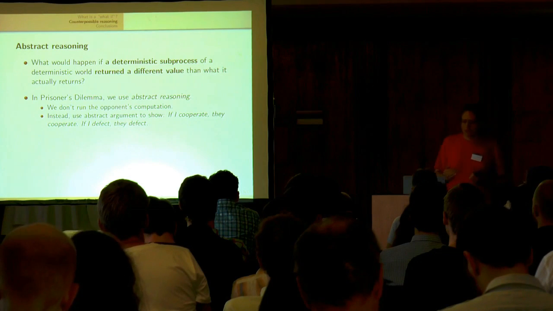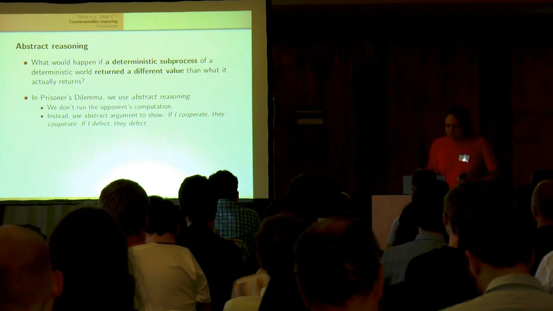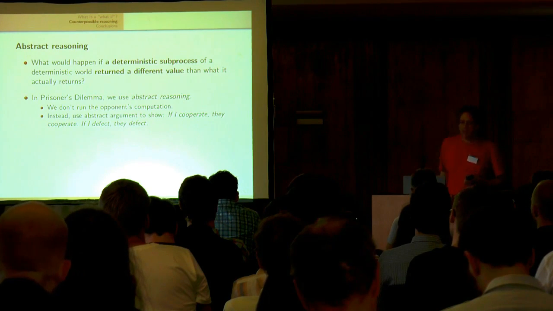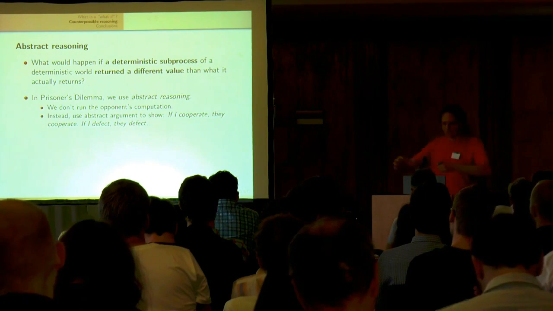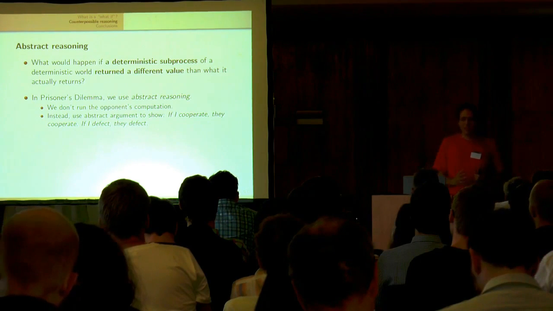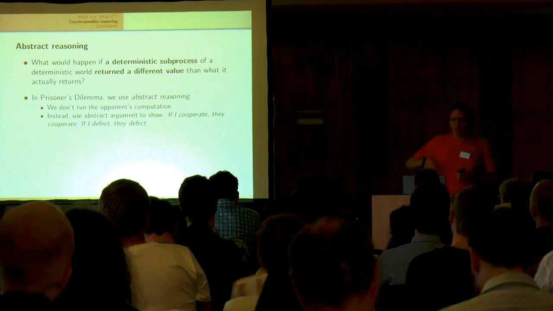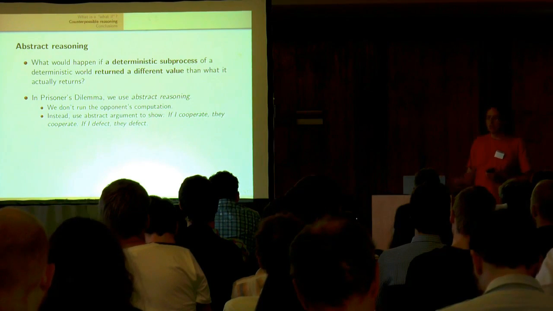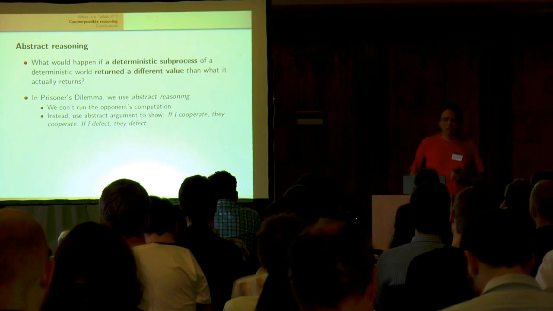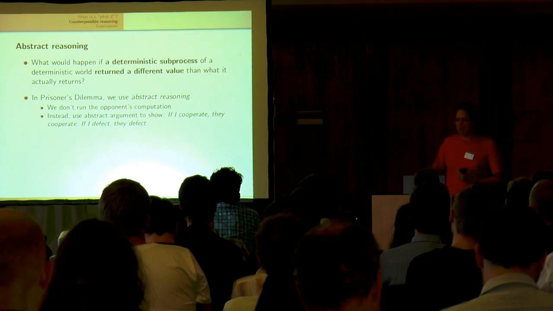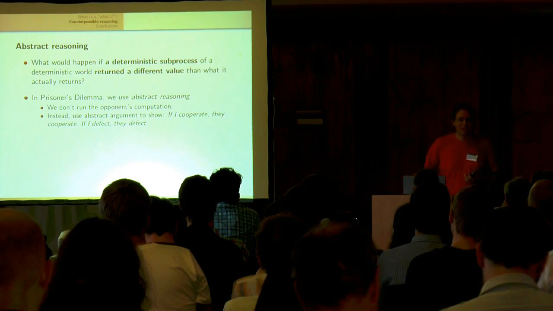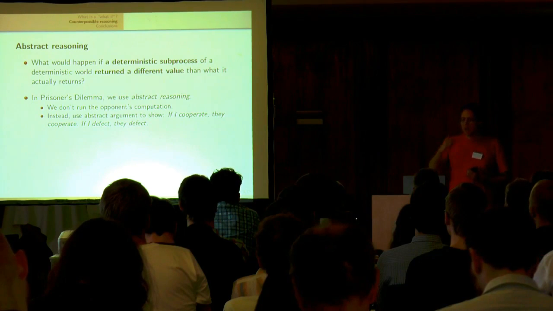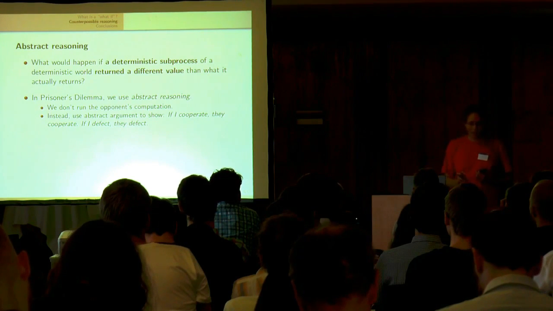My intuitive argument used abstract reasoning. I didn't compute out what my opponent does. I said, by looking at me and looking at my opponent, I can see that whatever I return, my opponent also returns. It's sort of like when you write a sorting function, you don't check whether it is correct by mentally plugging in every possible list and checking that it gives the right result. You have some abstract reason to think, aha, this is the right thing.